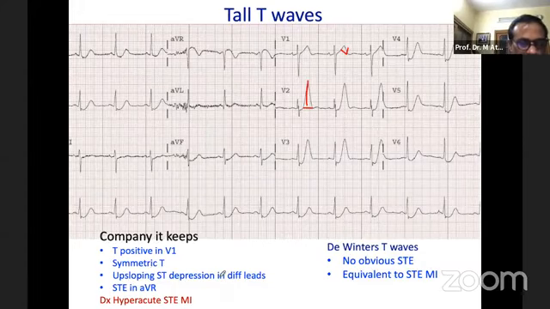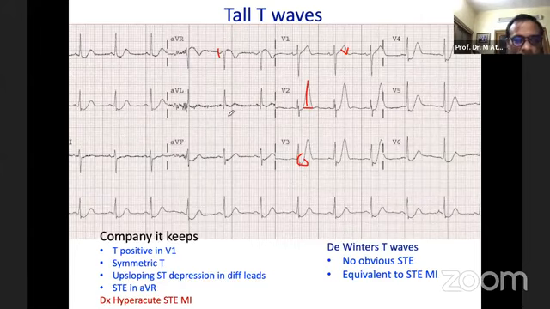There is upsloping ST depression in different leads. We can see it in V2, V3, in different leads, the inferior leads also, the lateral leads also. That is global ST depression with concavity upwards. And there is ST elevation in aVR. So these are the associated findings along with the tall peaked T wave, and these associated findings match the findings of ischemia. ST depression and ST elevation can all be present in ischemia. So this is likely a case of hyperacute ischemia.